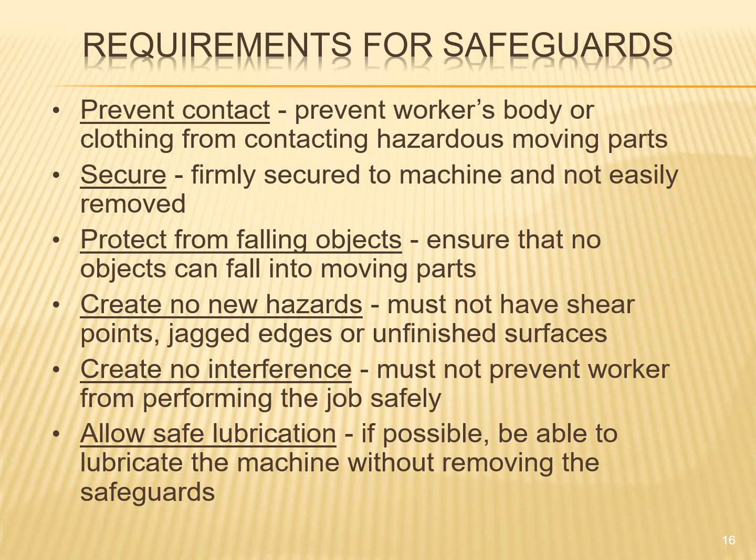Requirements for safeguards: prevent contact, prevent the worker's body or clothing from contacting hazardous moving parts. Secure: firmly secured to the machine and not easily removed. Protect from falling objects, ensure that no objects can fall into moving parts. Create no new hazard: must not have shear points, jagged edges, or unfinished surfaces.